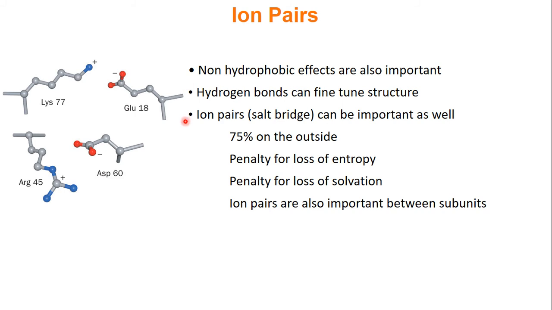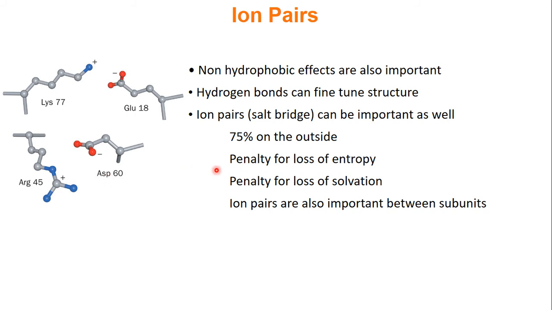Ion pairs and salt bridges might be important as well. So if you have a negative and a positive amino acid in contact with each other like this, we call that a salt bridge. Now, a lot of ions are actually found on the outside of a protein, but it is possible to have salt bridges on the interior of a protein. It's very important that these amino acids are paired because an unpaired charged amino acid is very destabilizing for a protein.